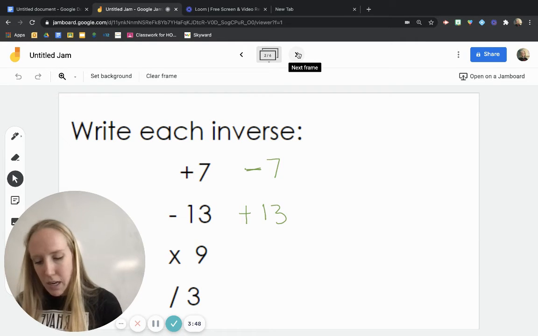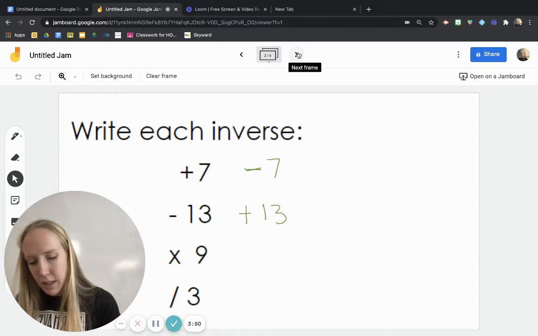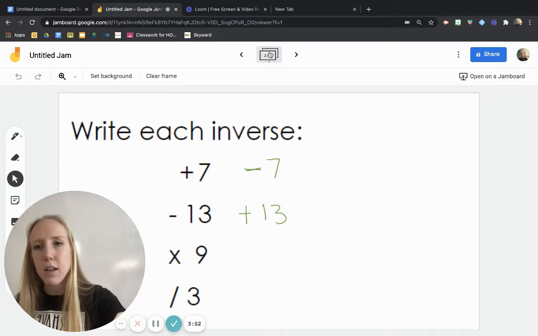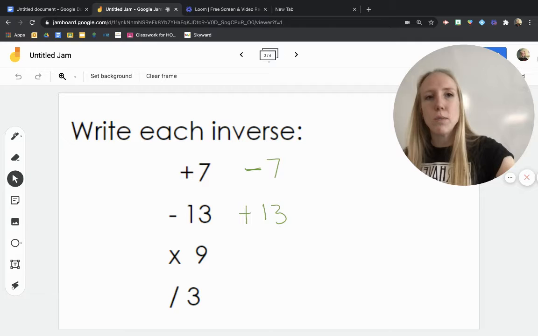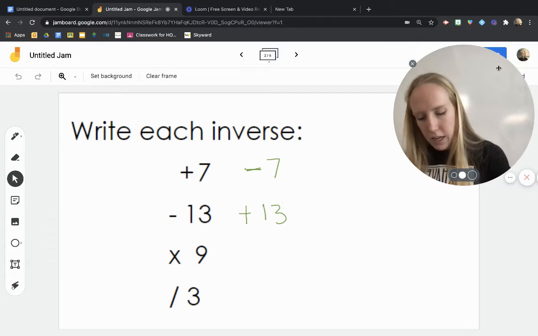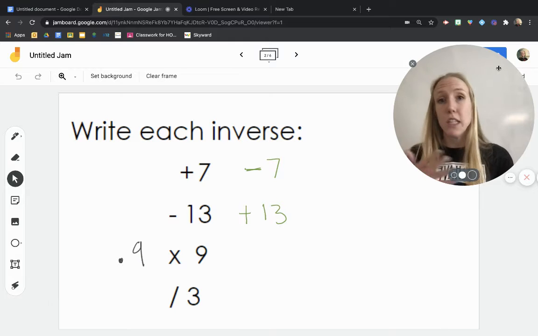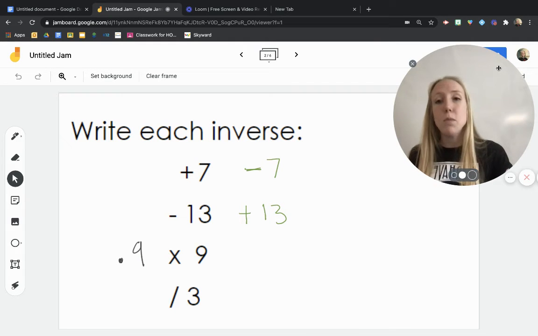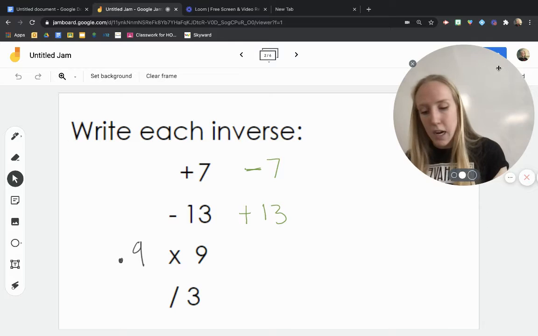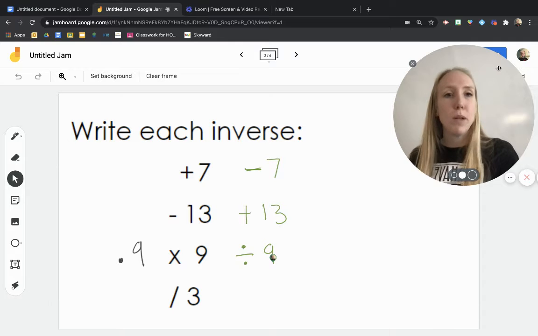times 9. And sometimes, you guys, you're going to see multiplication written like this. You might see multiplication written like this, times 9. Remember, that's still multiplication. So if you see it like that, don't get confused. So the inverse of multiplication, the opposite of multiply, is divide. So the opposite of multiply by 9 is to divide by 9.